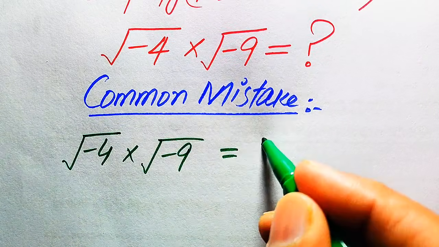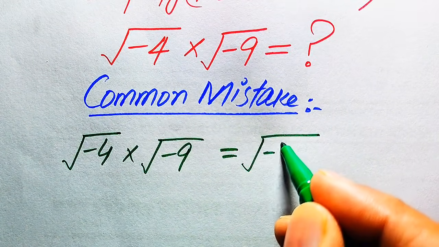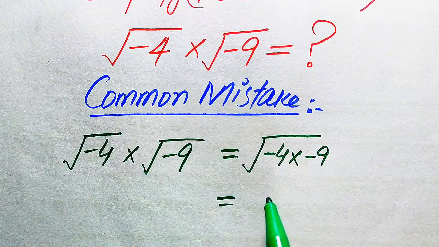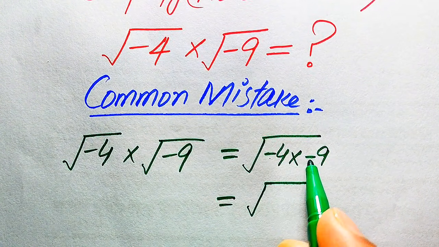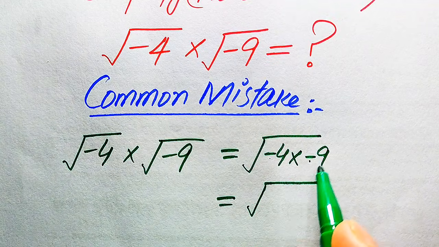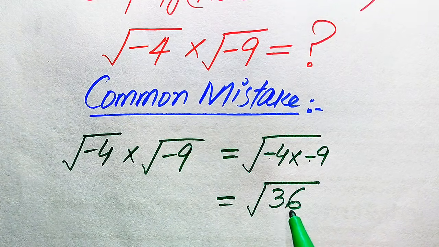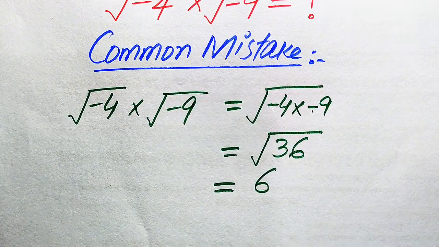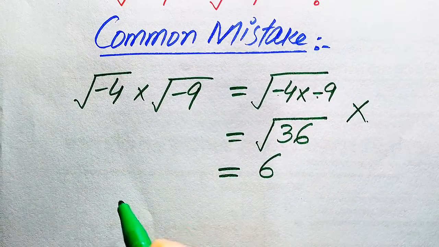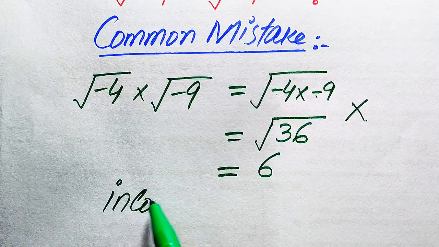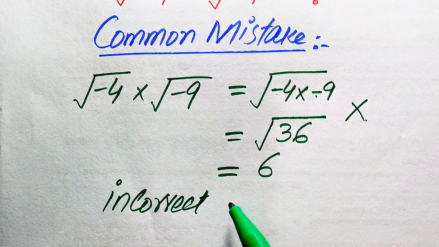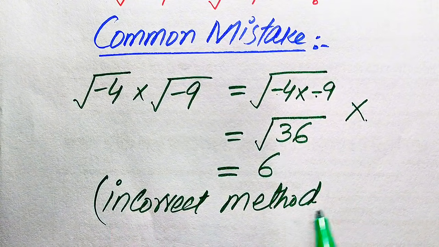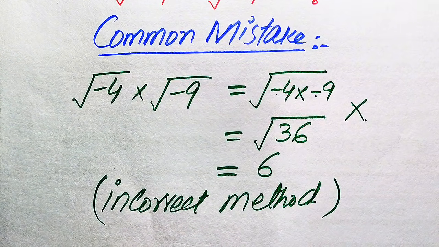So some students combine the square root of both of these two terms, and it will be written as square root of minus 4 multiplied by minus 9. Minus times minus becomes plus, and 4 times 9 becomes 36. So square root of 36 becomes 6. But this method is wrong, it is an incorrect method, and I can explain the reason why. Our answer is incorrect.